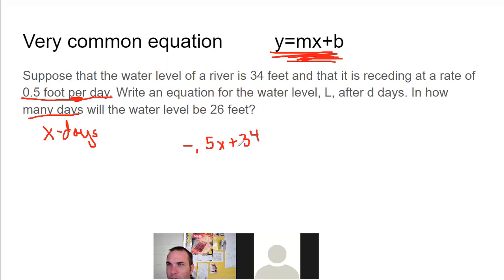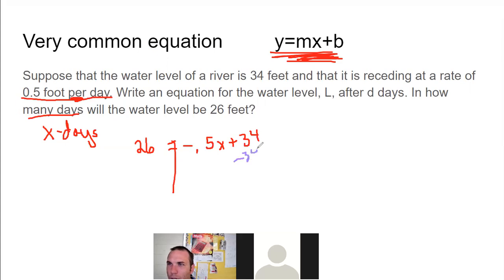So this is where it starts. This is our constant. And then this is equal to the total, the current. And in this case, it says how many days will the water level be 26 feet? So in this case, the current is 26. Okay?